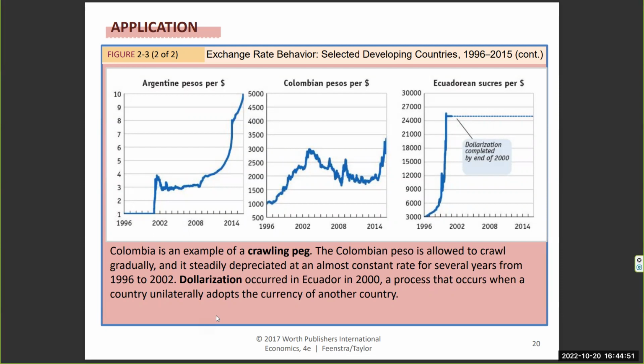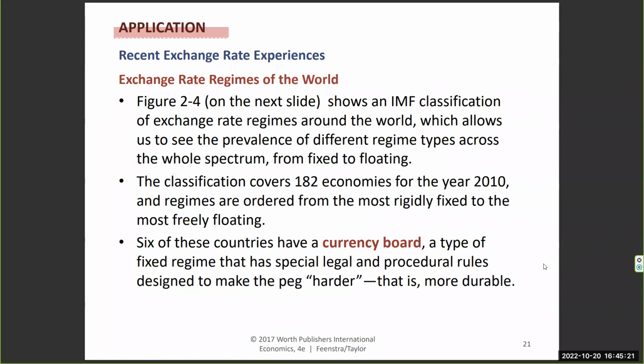And dollarization means that you are using another country's currency, no matter what the currency is, and you have no central bank, no monetary policy there. In most cases there is the usage of American dollars, but it could also be other currencies. Okay. So yeah, the exchange rate regimes in the world.